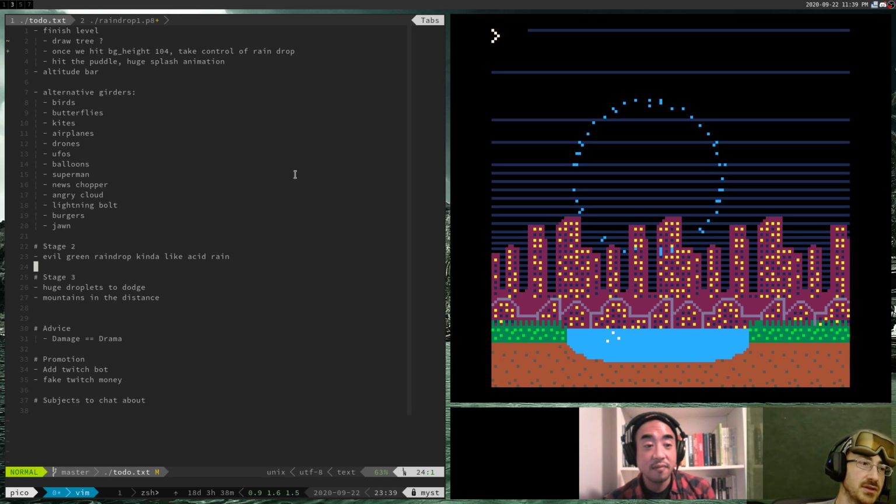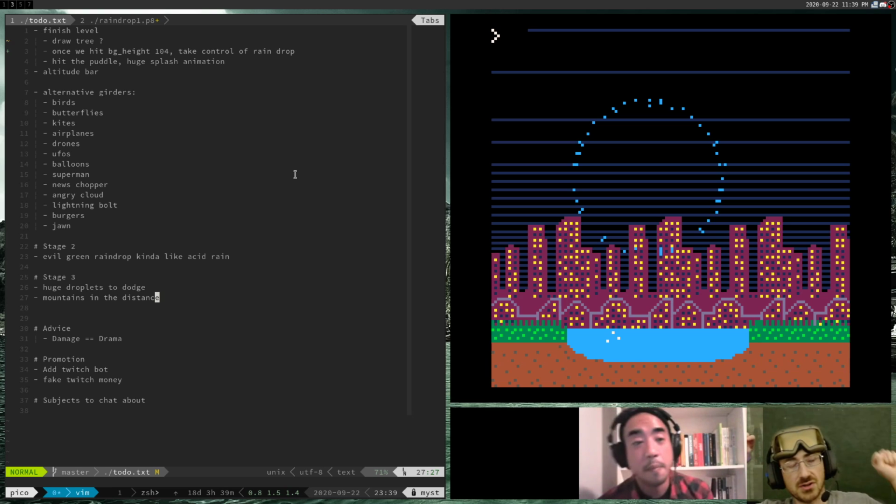And then stage 3, there's going to be huge droplets to dodge, because those huge droplets could actually suck you up. Because right now you're bigger than everything else. The other one is going to be very similar to this level, but you're going to get sucked up, and then there's going to be mountains in the distance.